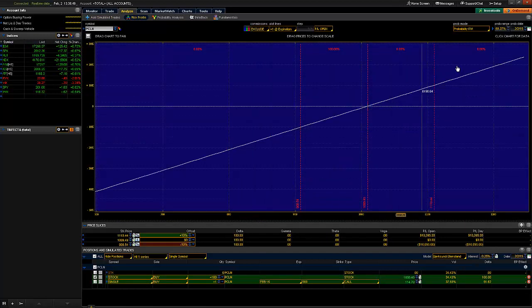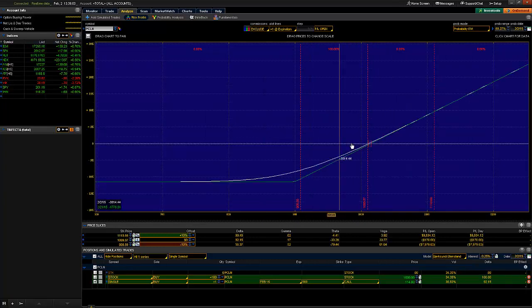This is 100 shares. The white line is, if you look at the x-axis here, if you head up to the right, you're going to make money. If you head down to the left, you're going to lose money. Well, it's a very similar profile when you go deep in the money. If you head up, you're going to make money. If you head down, you're going to lose money.